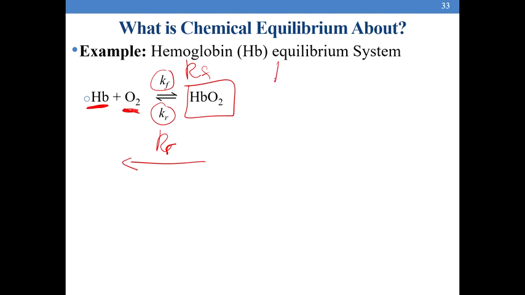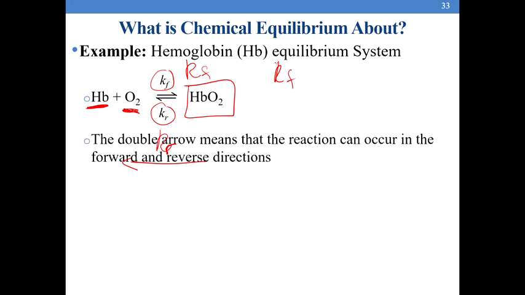So Kf, and that's a lowercase k, is the forward rate, and Kr is the reverse rate, okay? So just to be clear, the double arrow means that this reaction can go backwards and forwards, forward direction and reverse direction, okay?